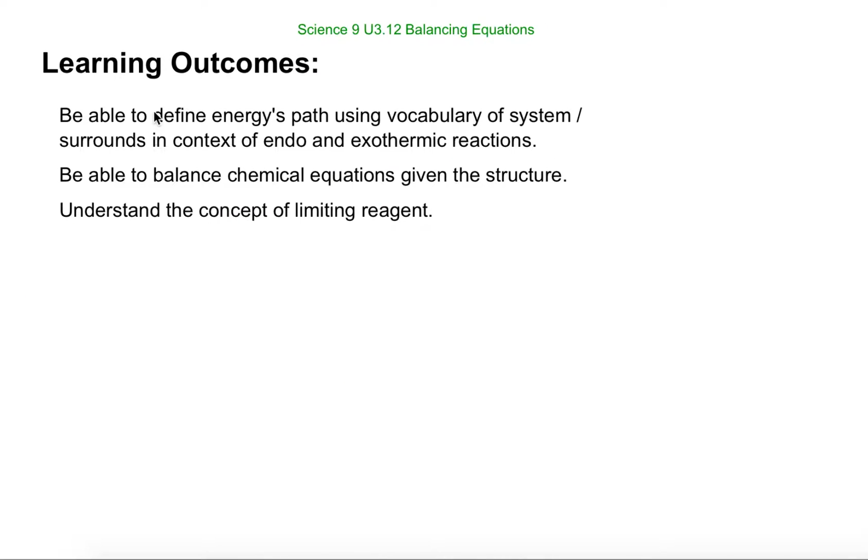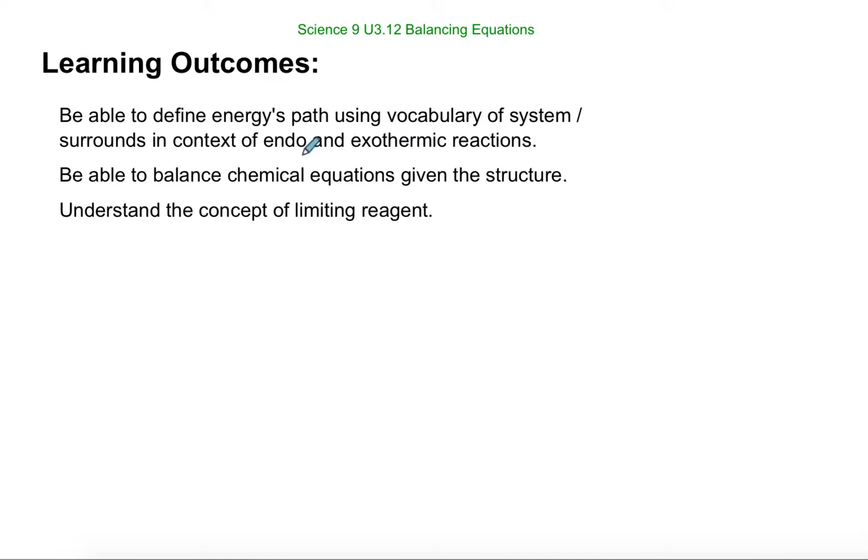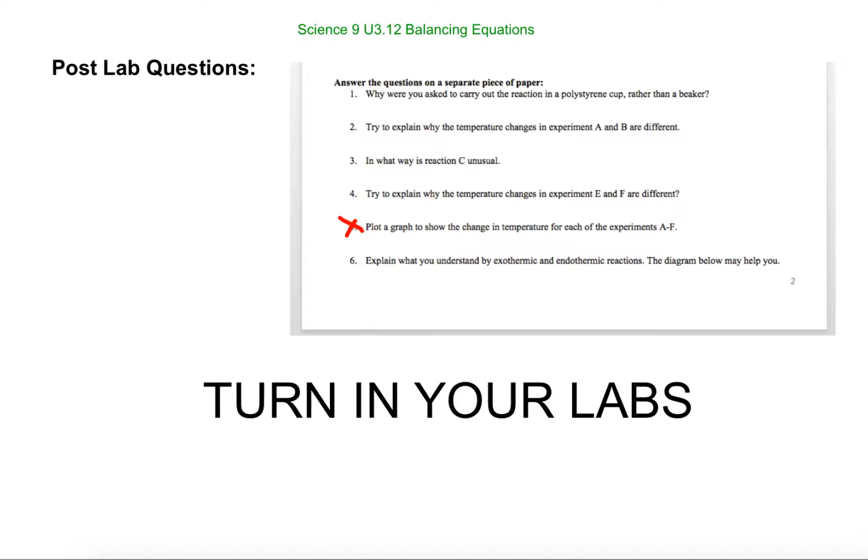Here we go. Here's our learning outcomes. I want you today to be able to use endo and exothermic reactions and talk about the system versus the surroundings, or I guess the surrounds if you abbreviate it because you're hip. I also want us to be able to balance equations. This is a big piece of chemistry. We're just going to dabble in it just so you get the taste of it, and then maybe look at limiting reagents. Cool, so let's press on.